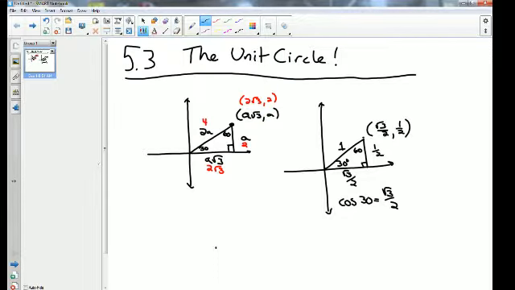Correct? What does that match? That's the x value. They match, correct? You should write this down. What about sine 30? 1 over 2. What does that match? The y value, correct. Okay.